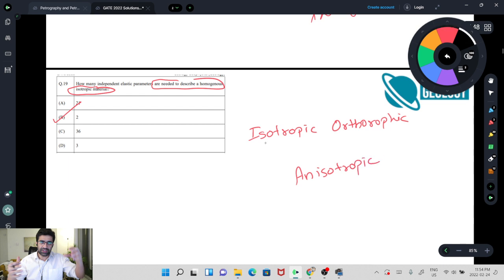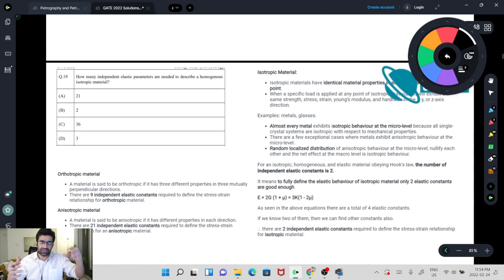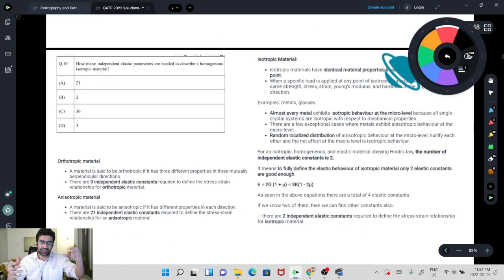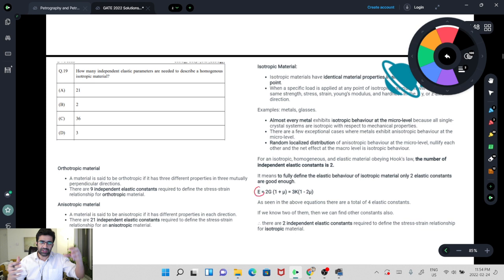Okay, so these isotropic minerals that you see in here, they have 2 independent parameters. These have 8 independent parameters, and these have 21 independent parameters. Basically these parameters are what you have already studied, for example, Young's modulus, shear modulus, bulk modulus. For isotropic materials, they are actually linked to each other by this equation.